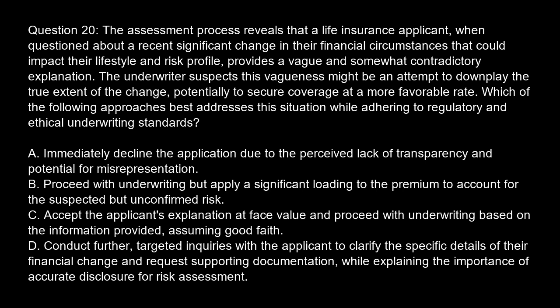Option A. Immediately decline the application due to the perceived lack of transparency and potential for misrepresentation. Option B. Proceed with underwriting but apply a significant loading to the premium to account for the suspected but unconfirmed risk. Option C. Accept the applicant's explanation at face value and proceed with underwriting based on the information provided, assuming good faith. Option D. Conduct further targeted inquiries with the applicant to clarify the specific details of their financial change and request supporting documentation, while explaining the importance of accurate disclosure for risk assessment.